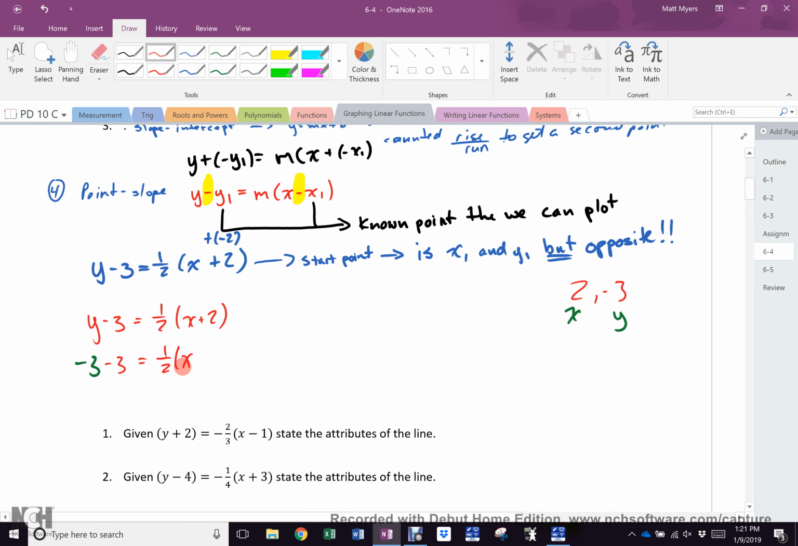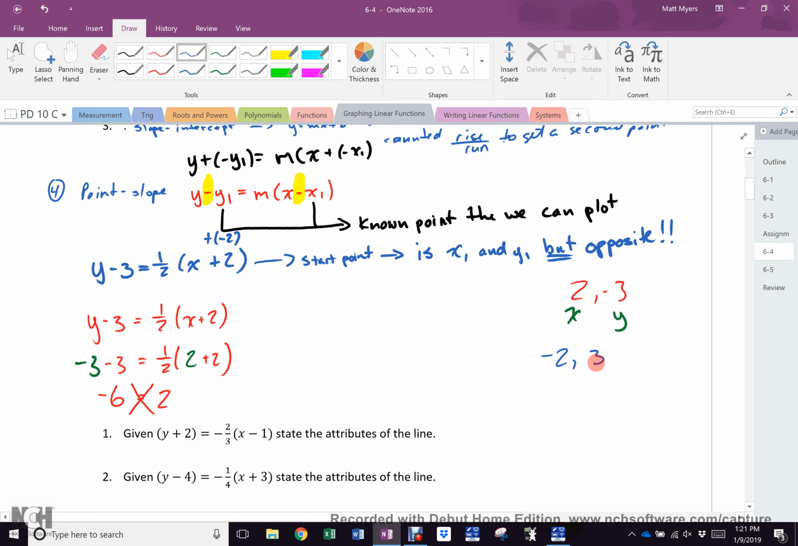equals 1/2 x. Sorry, not x, duh. What is x? Positive 2 plus 2. Everyone agree? Yes. Okay. What is 2 plus 2? 4. What is half of 4? 2. What is negative 3 minus 3? Negative 6. Does negative 6 equal 2? No. Now, watch this. Well, that was wrong. I'm telling you why it works. Now, you've got the shortcut. It's opposite. So the actual point on the graph would be negative 2, positive 3.